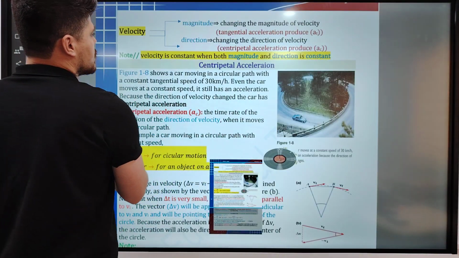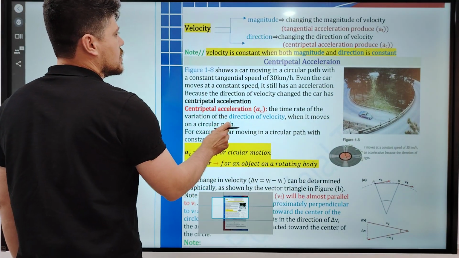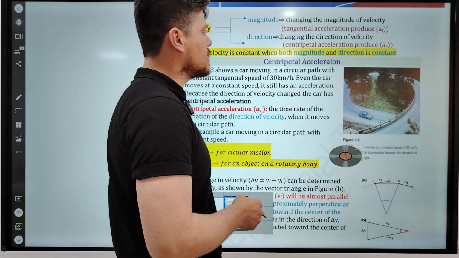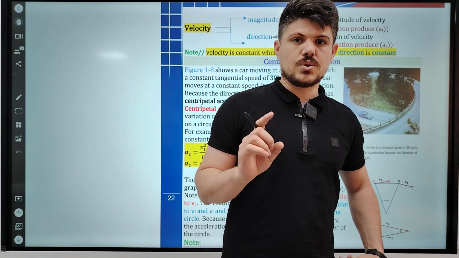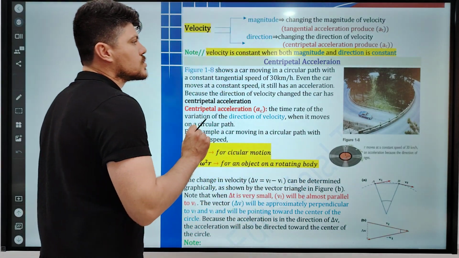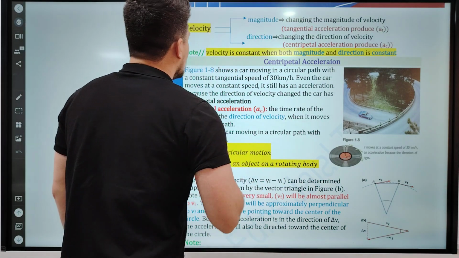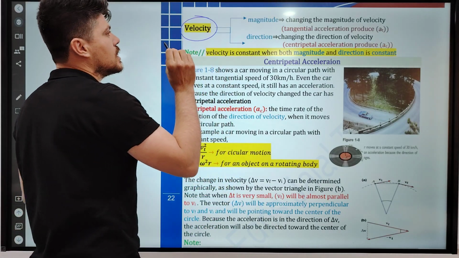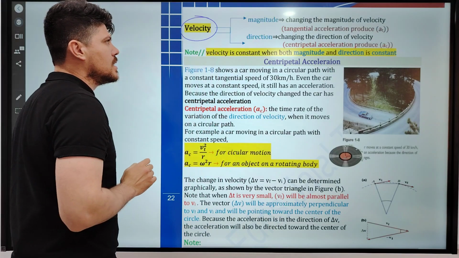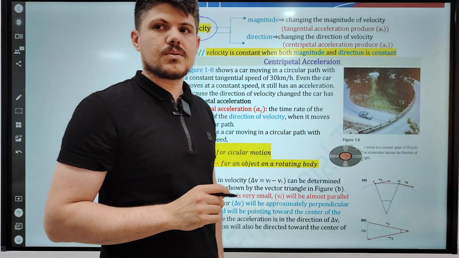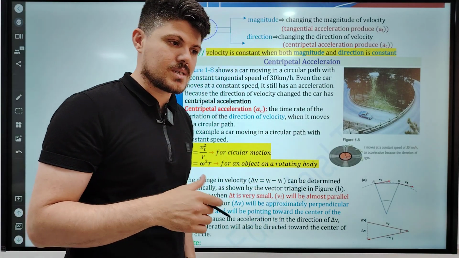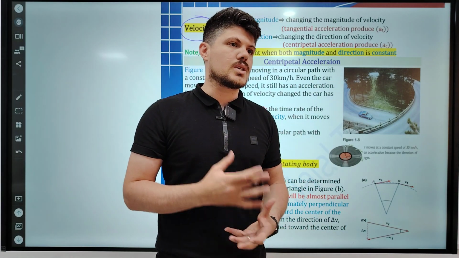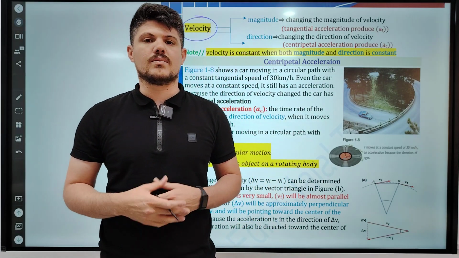So the next topic in this lesson is the centripetal acceleration. What is the second topic? The centripetal acceleration. After you learned about the tangential acceleration, in today's lesson you will also learn about the centripetal acceleration. But before explaining the centripetal acceleration, I would like to tell you something about velocity. As you know, velocity is a vector quantity which has both magnitude and direction, such as force and velocity.